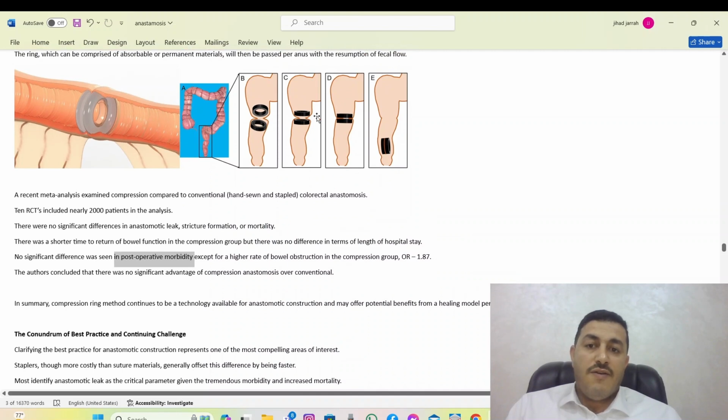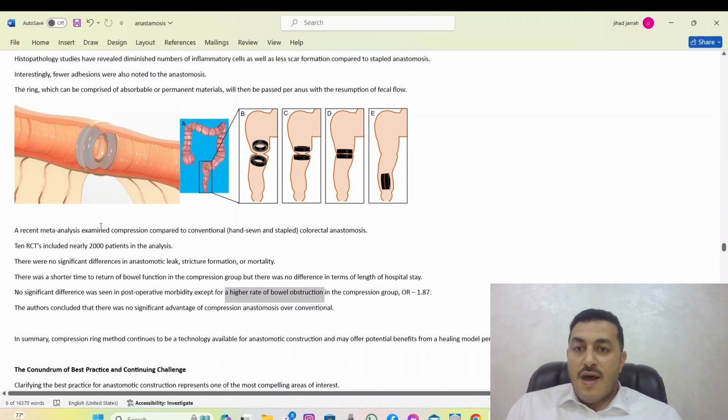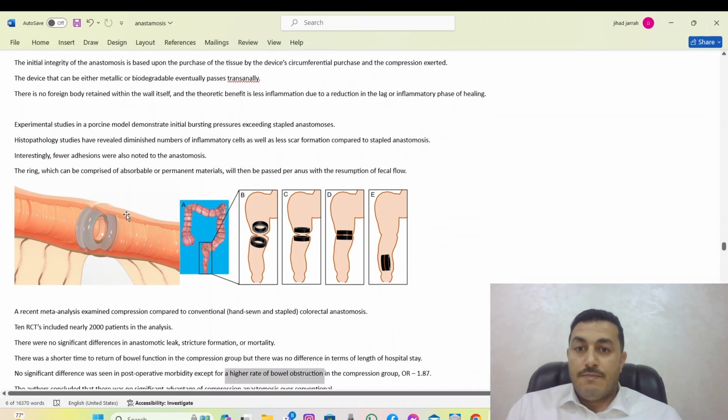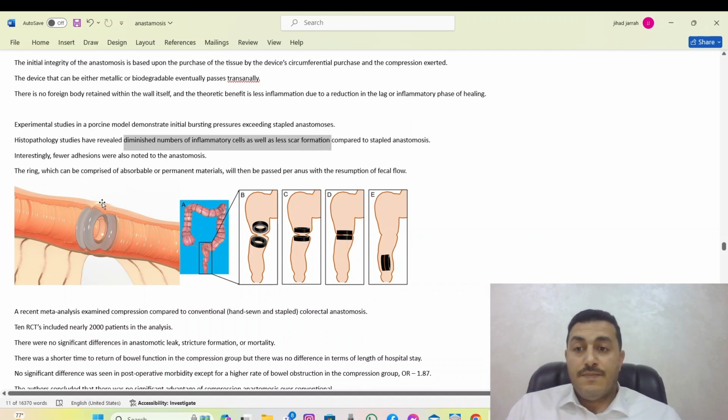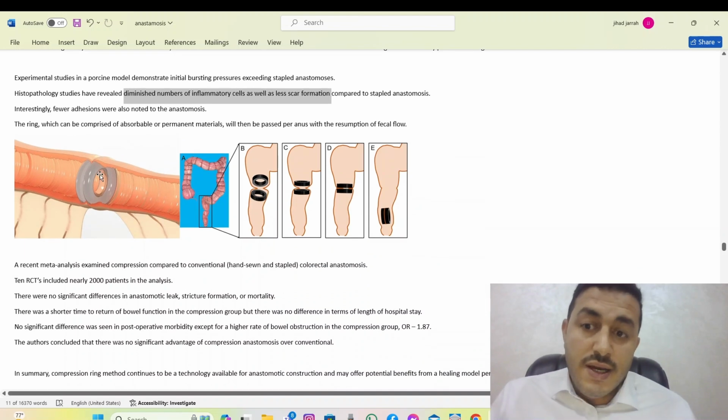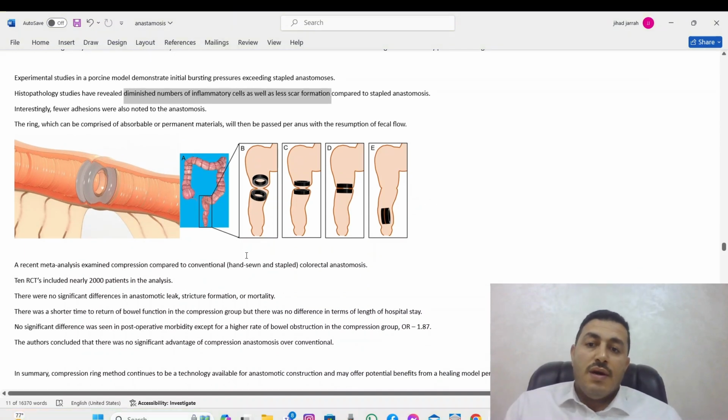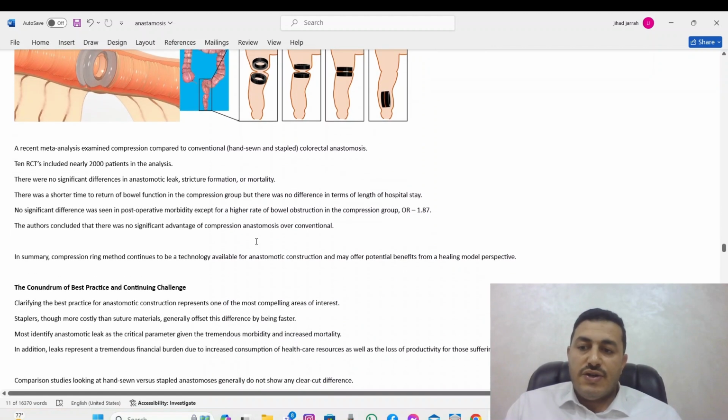Okay, of course, here we have a foreign body, so a slightly higher rate of bowel obstruction. Also, not only that, the inflammation was actually less. You can see here a diminished number of inflammatory cells as well as less scar formation compared to stapled anastomosis. Fewer adhesions were also noted. I don't know, to be honest, why it's not an extremely popular method of anastomotic construction.